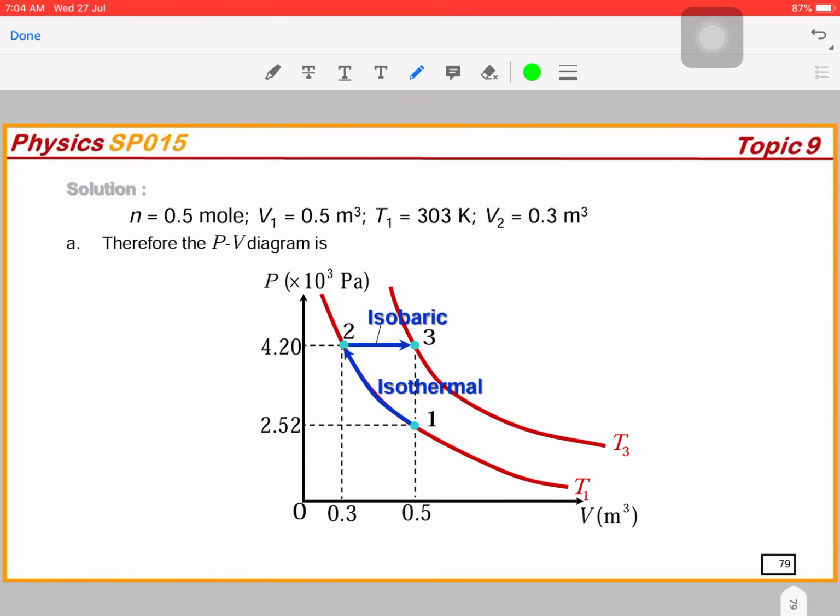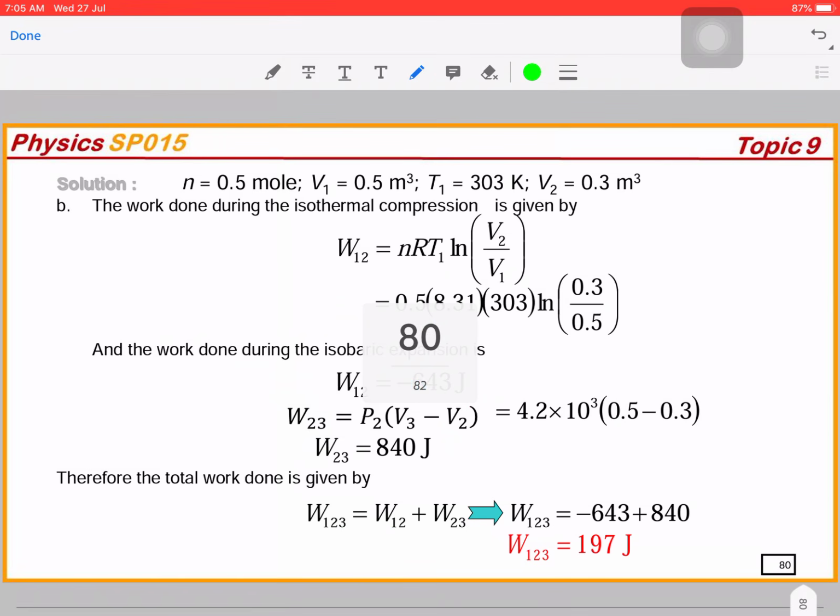So in this case, since it is compression, so it goes from bigger volume to smaller volume. Kemudian from 2 to 3 is isobaric expansion. So it goes from 0.3 to 0.5. Okay. So make sure you insert the value here. That's why it's important for you to find the P1, P2, V1, V2.